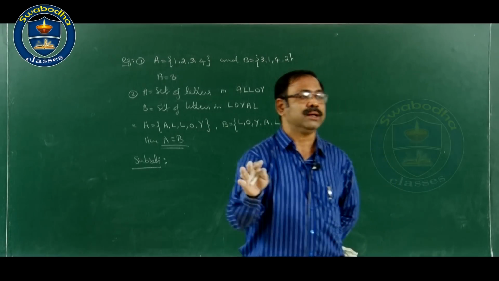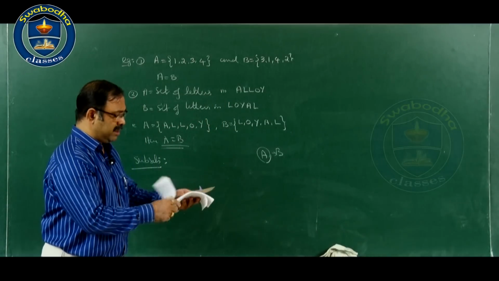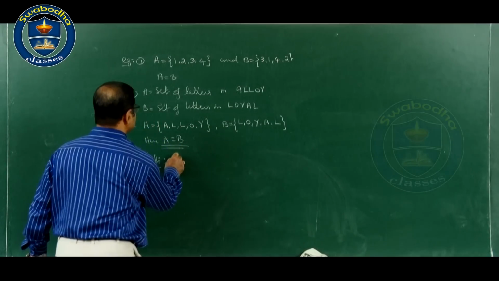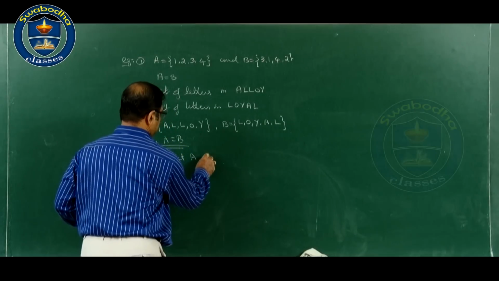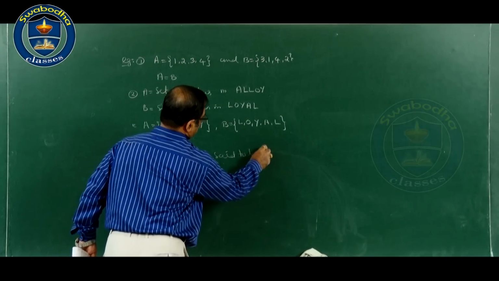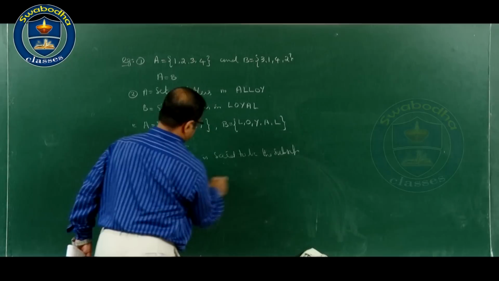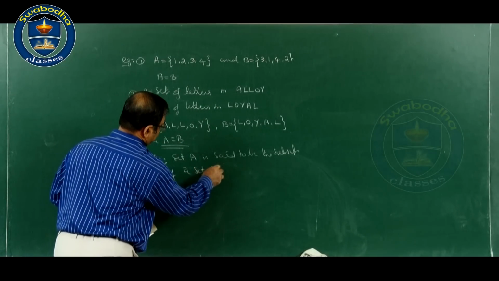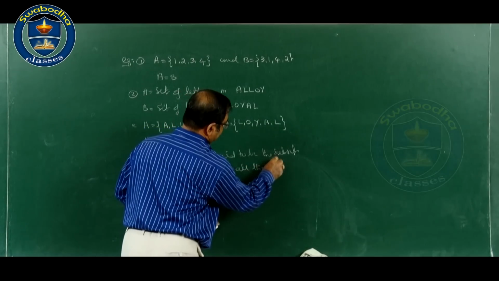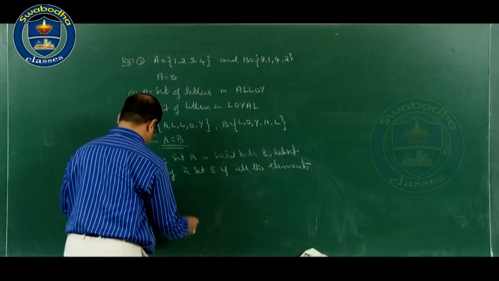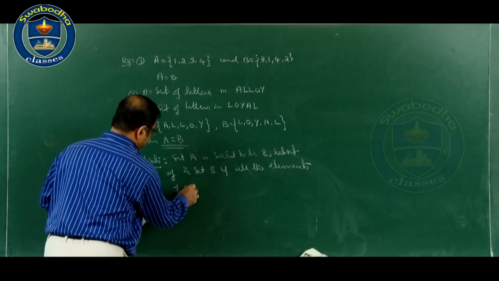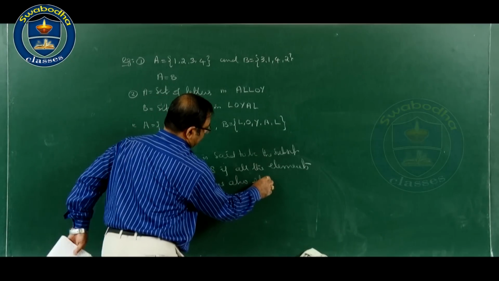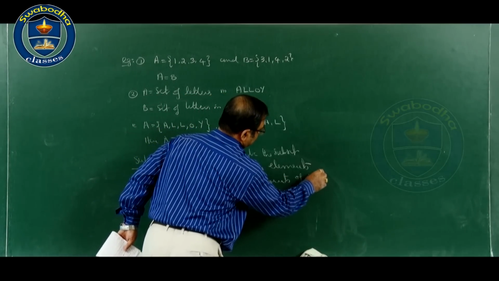Then A is called a subset of B. Okay, A is called a subset of B. So what is this subset? Set A is said to be a subset of set B if all the elements of set A are also elements of set B.